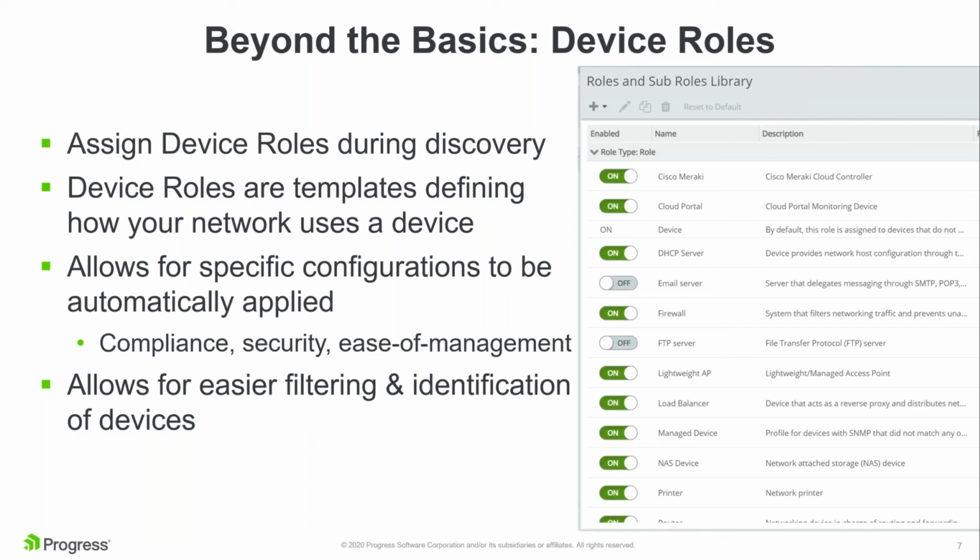All of these can be roles that you assign to items in your network, and these roles will allow you to specifically provide automatic configuration settings. This is really huge. It's a big advantage in terms of compliance, in terms of security, in terms of ease of management, and it allows for easy filtering and identification of devices. The big advantage is this is the sort of thing that you can do as part of the discovery process. If you go out and discover routers and you encounter 3 of the same router that you've already got, you can automatically assign those specific roles.